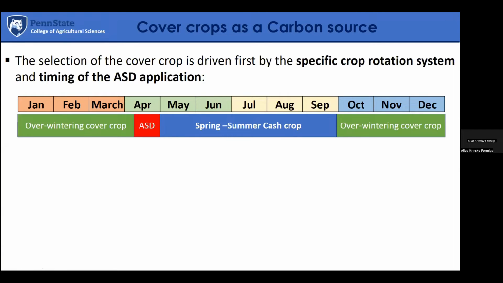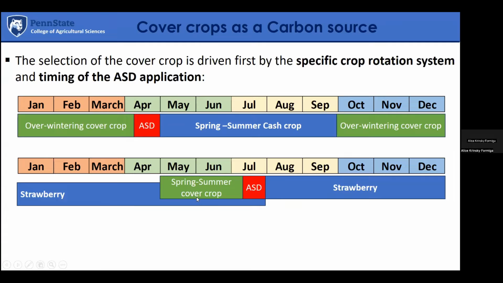So what we see is, for instance, after tomato, we have the opportunity to establish overwintering cover crops. They will grow until mid-April or sometimes the beginning of May, depending on the cycle that we have, and we can terminate that cover crop using it as a carbon source for the ASD treatment. So in this case, we will be looking at overwintering cover crops, which are different from cover crops that we could grow over a spring or summer period.